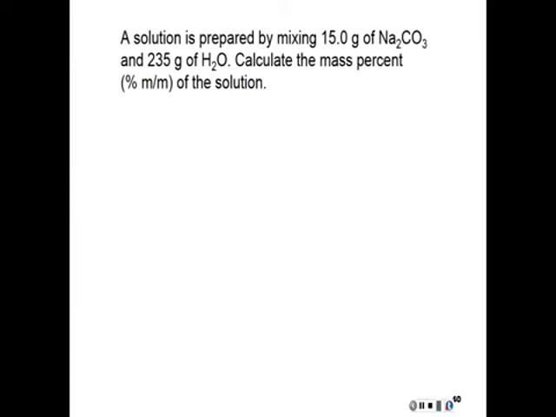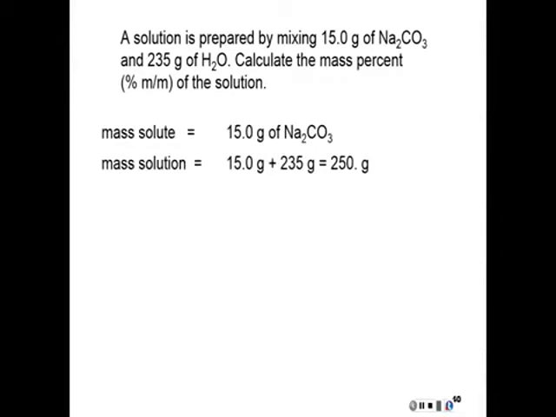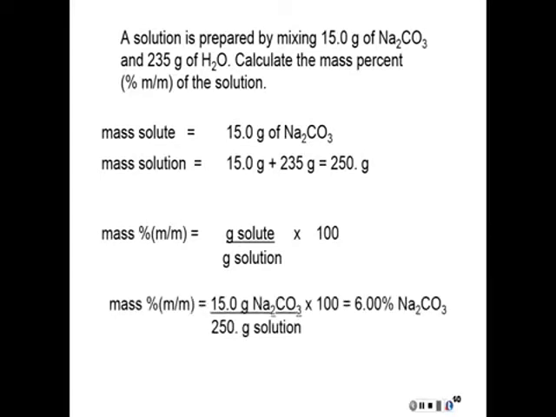All right, let's go through another example. So let's say you made a solution by using 15 grams of sodium carbonate and 235 grams of water, and we want to calculate the mass percent. So we want to copy out the data and label everything. So the mass of the solute is 15 grams of sodium carbonate. The solute is always a smaller mass. The mass of the solution, you have to add them together. Again, this is where people make mistakes, I know. So you get 250 grams. Write down our formula and just plug things in, and we get a 6.00%. So you multiply 15 times 100 and then divide by 250. Pretty straightforward.